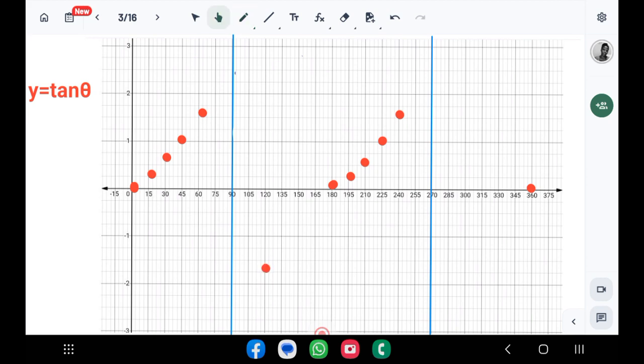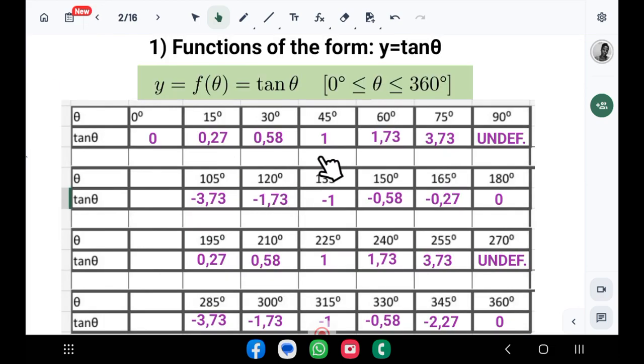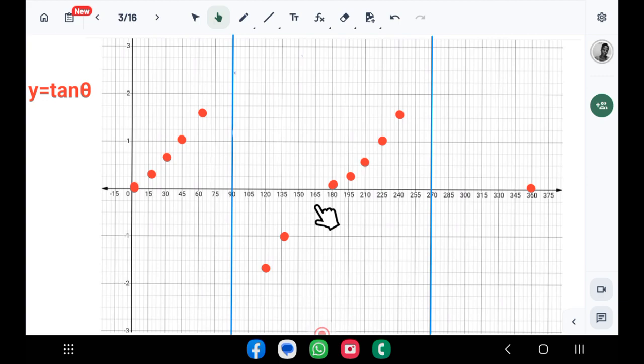Now notice that 135 matches with our 45, but on the negative. So it will be negative 1. Also notice that 150 matches with 30 on the negative. So 30 degrees was 0.58. So this one, 150 will be negative 0.58. Okay, so that's negative 0.58.